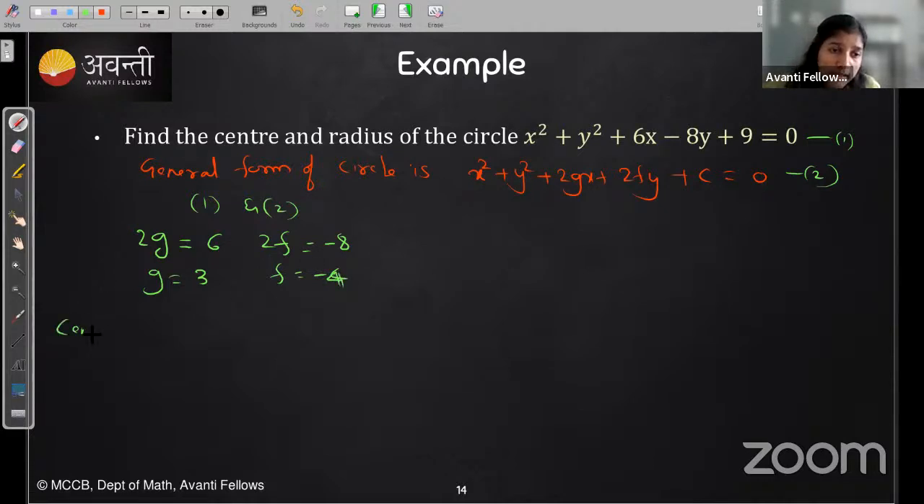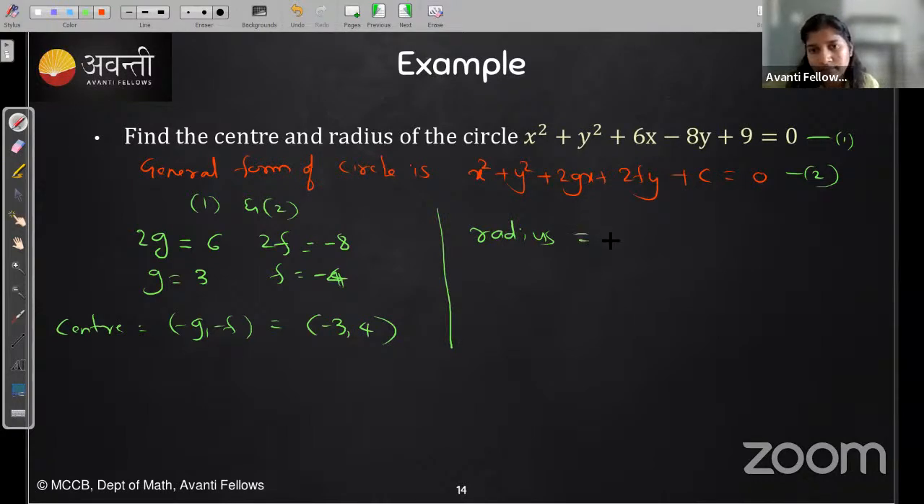So what will be the center here? Center is nothing but minus g, minus f, right? So it's going to be minus 3, 4. Okay. Now coming to the radius. How do we solve the radius? Radius is nothing but under root g square plus f square minus c.